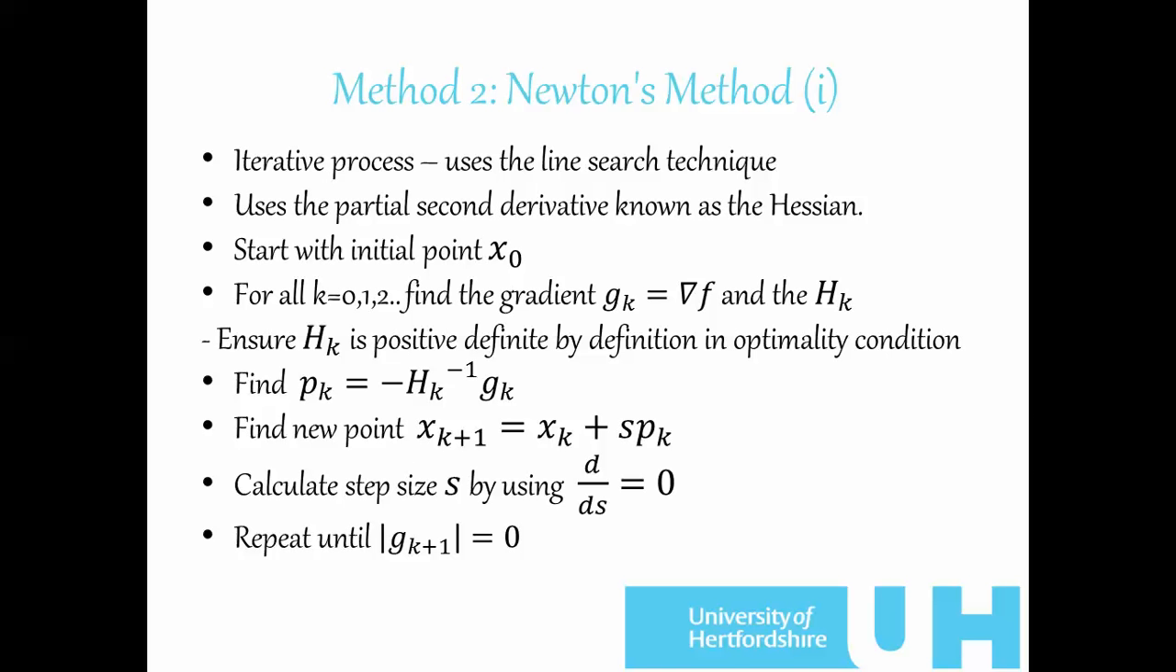The second method that we're going to look at is Newton's method. It's an iterative process, uses a line search technique, and uses the partial second derivatives. So it uses the Hessian matrix. It starts with the initial point x0. You find the gradient, you find the Hessian, and you have to do a calculation to ensure that the Hessian is positive definite, again by either using the eigenvalues or the Cholesky factorization. Then you find pk by using minus the inverse of the Hessian multiplied by the gradient. You find the new point, and you repeat the process until the gradient is equal to 0.